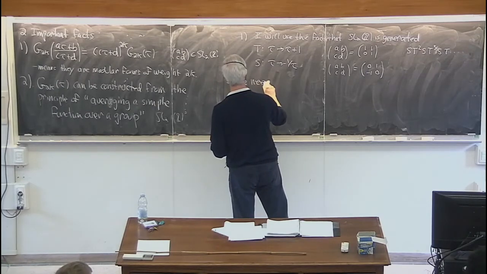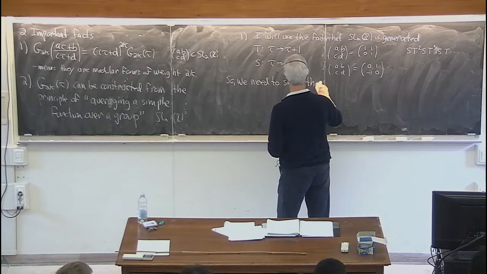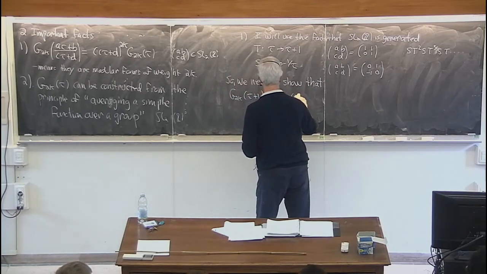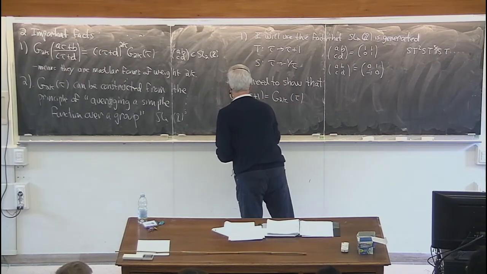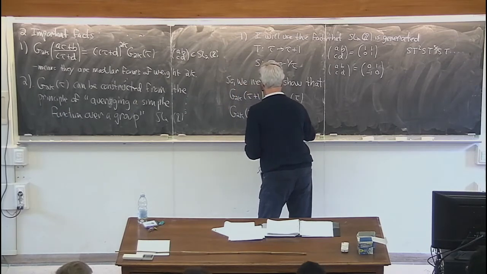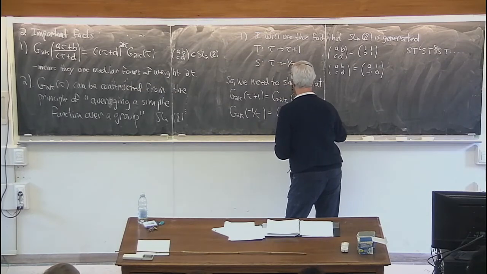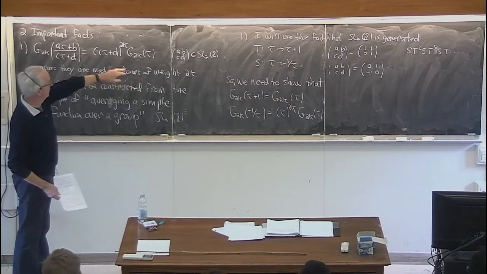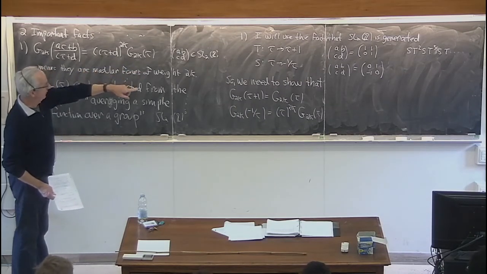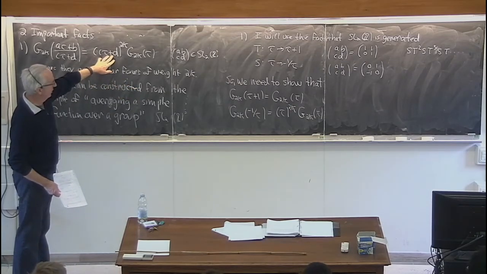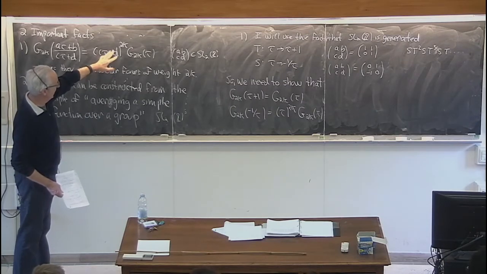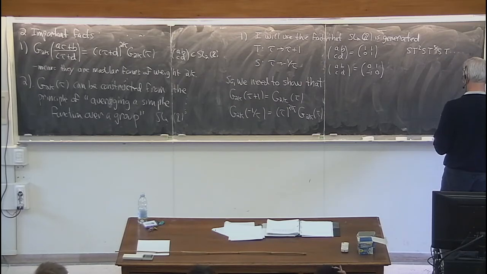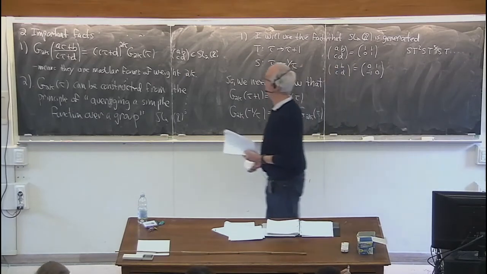So using this, all we need to show is that G2K of tau plus 1 is equal to G2K of tau, and that G2K of minus 1 over tau is equal to tau to the 2K times G2K of tau, because that's what this reduces to for either T or S. For T, C is 0, D is 1, and so this factor is just 1. For S, C is minus 1, and D is equal to 0, so this factor becomes minus tau to the 2K, which is the same as tau to the 2K. All right, so let's try to check those.